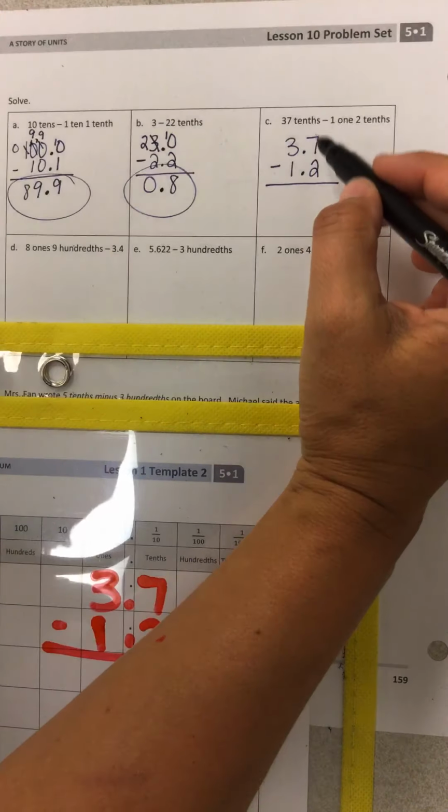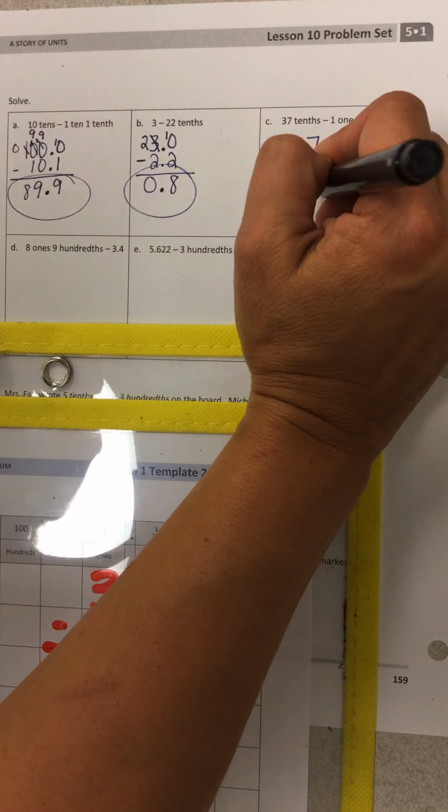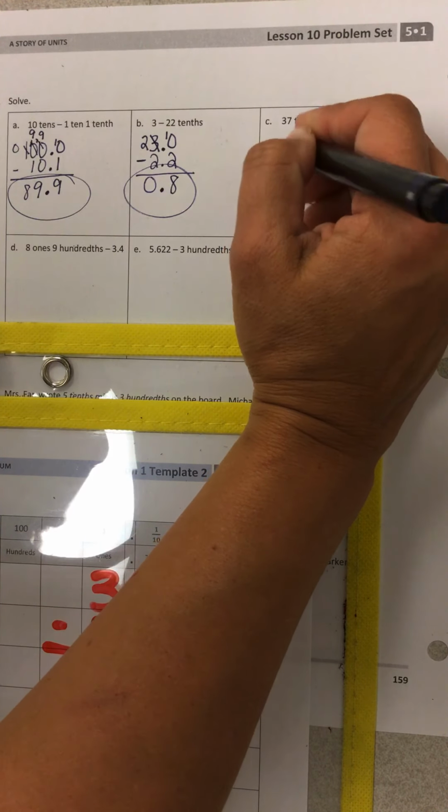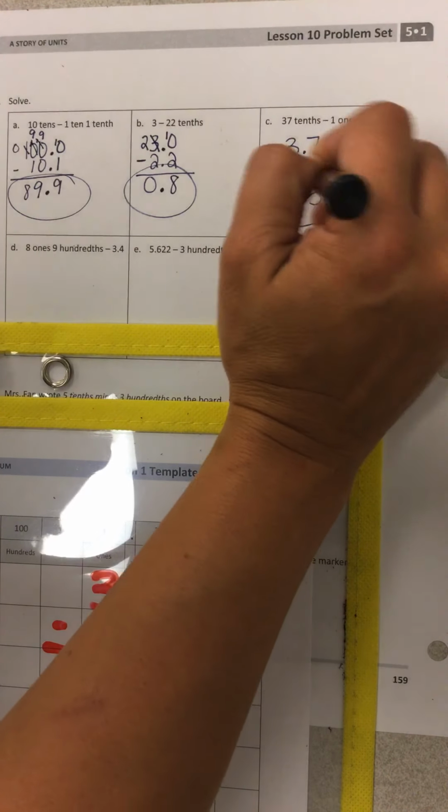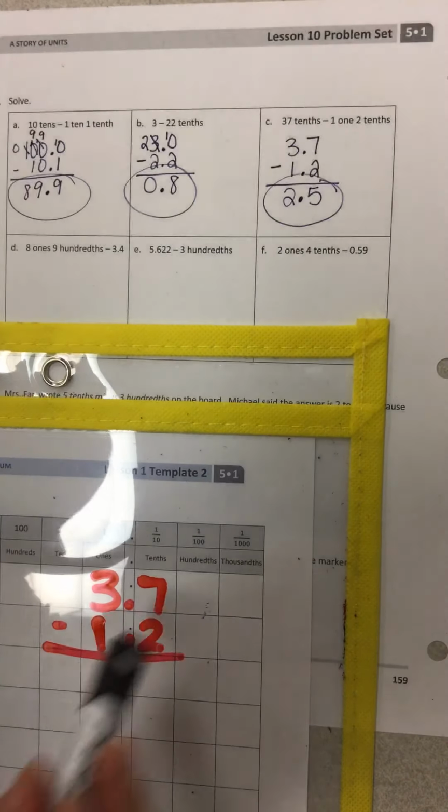Oh, and this one's a nice one. I don't have to regroup. 7 minus 2 is 5. Bring down my decimal. 3 minus 1 is 2. 2 and 5 tenths would be my answer.